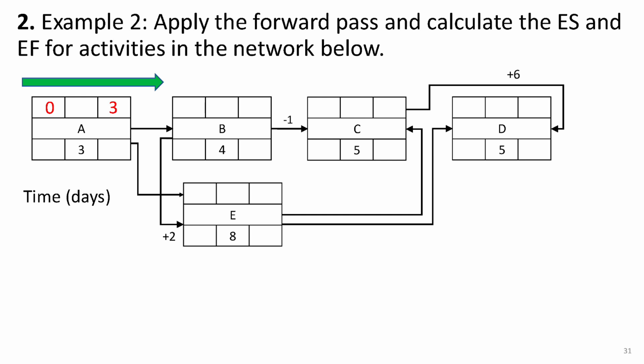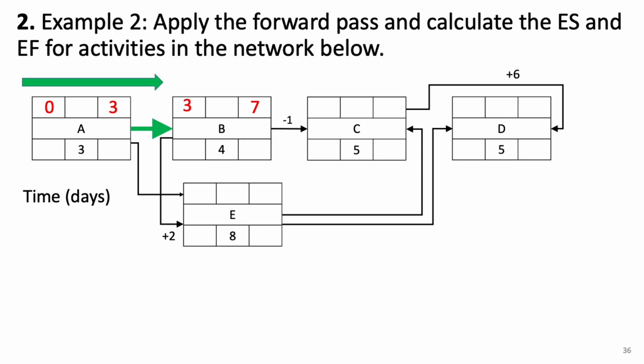To do E, you must know the start of B, as its start depends on the start of B. Since you don't know the start time of B yet, you need to calculate B first. Its early start must be 3, since it depends on the finish of A. B has a duration of 4 days, so its early finish must be 3 plus 4, which is 7.